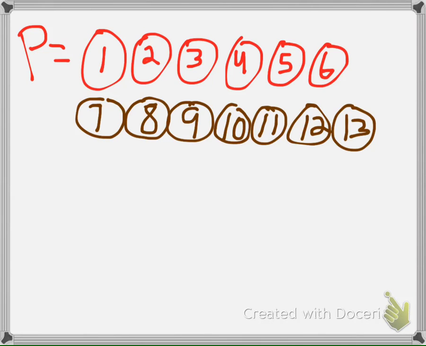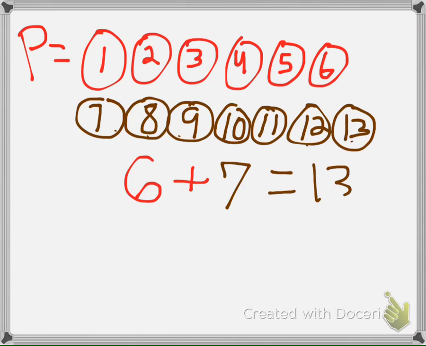So really my equation looks like this. My equation was 6, plus the next number, which is going to be 7, 1, 2, 3, 4, 5, 6, 7. So 6 plus 7 becomes the answer 13. Right there is your E in P's for equation.